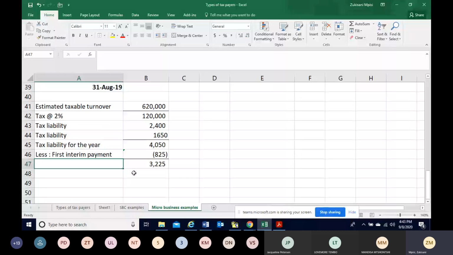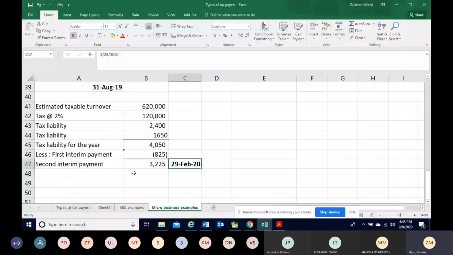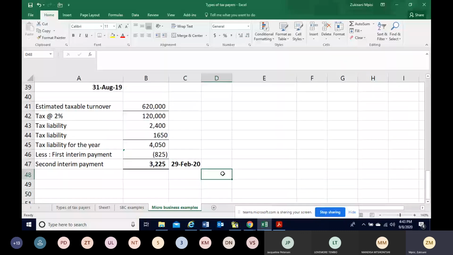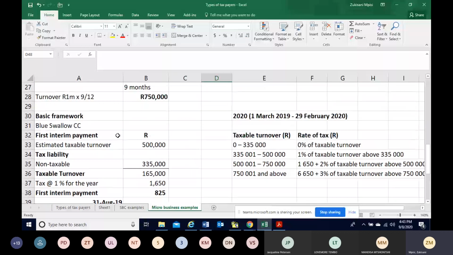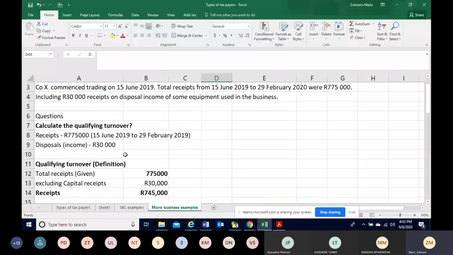4,050 minus 825. So on the 29th of February 2020, this is the amount that is due by Blue Swallow CC to pay to us as SARS. So this is 3,220. This is how you calculate the first interim payment. This is how you calculate the second interim payment. This is how you calculate the qualifying turnover limit. This is how you calculate the qualifying turnover.